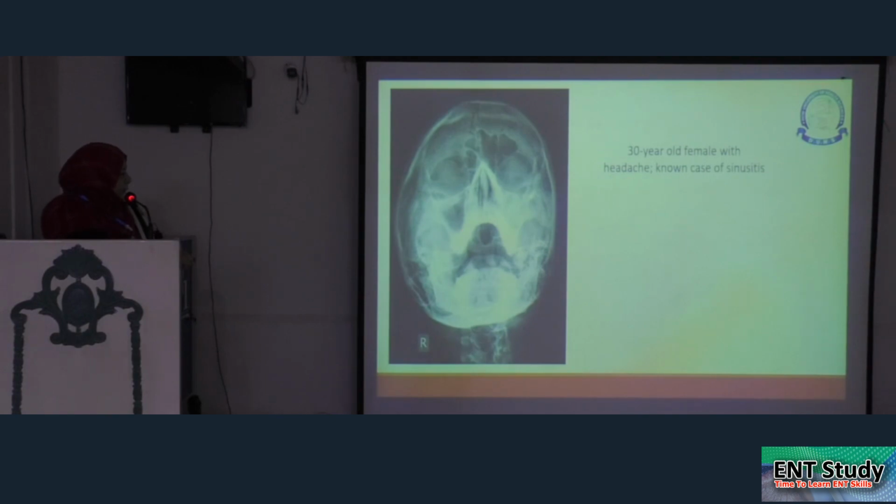This is the X-ray of a 30-year-old female with a headache and a known case of sinusitis. In this X-ray, there is a complete opacification of the left maxillary sinus without any obvious destruction. So, this is a case of left maxillary sinusitis.